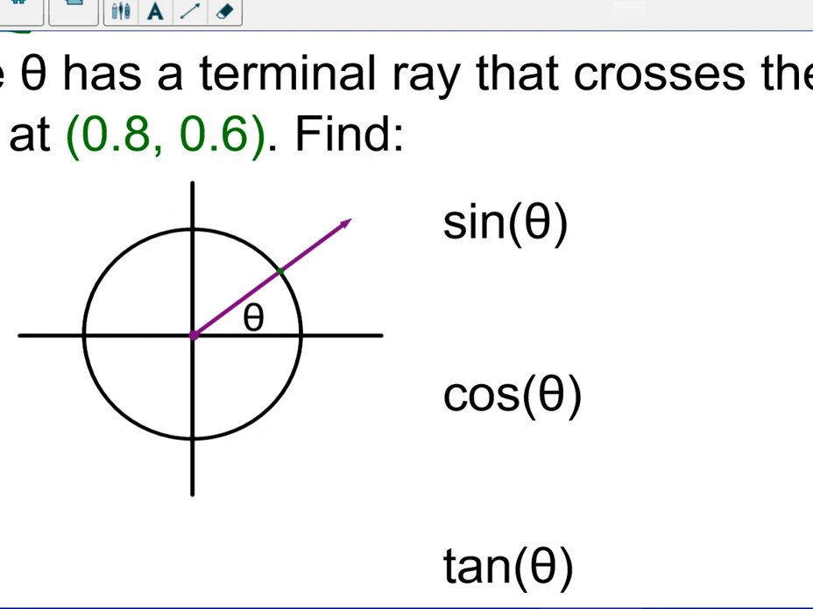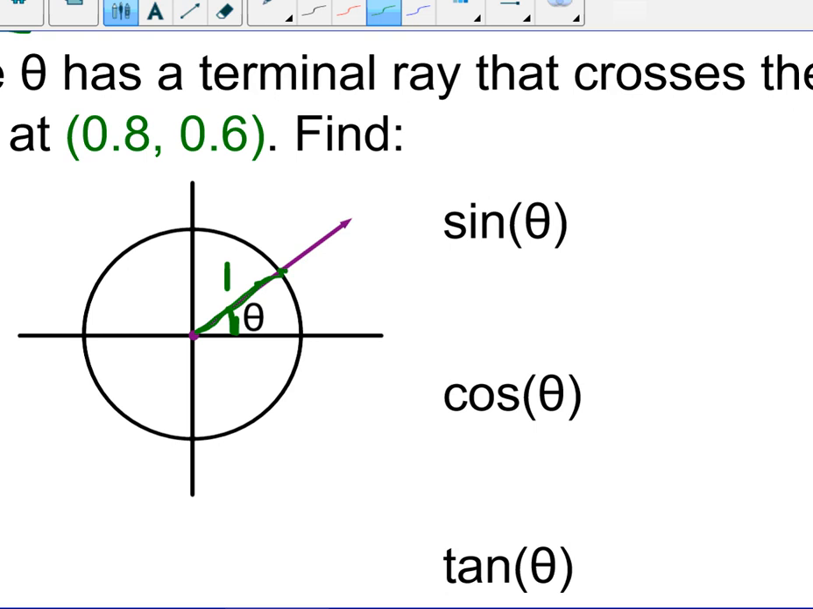Okay, we're zoomed in. So angle theta has this terminal ray. We're looking at this angle, which is labeled angle theta, and it has a terminal ray that crosses this circle at the point (0.8, 0.6), and we were told that this circle has a radius of 1, which means that this line, the hypotenuse of the triangle we're going to make, is 1.